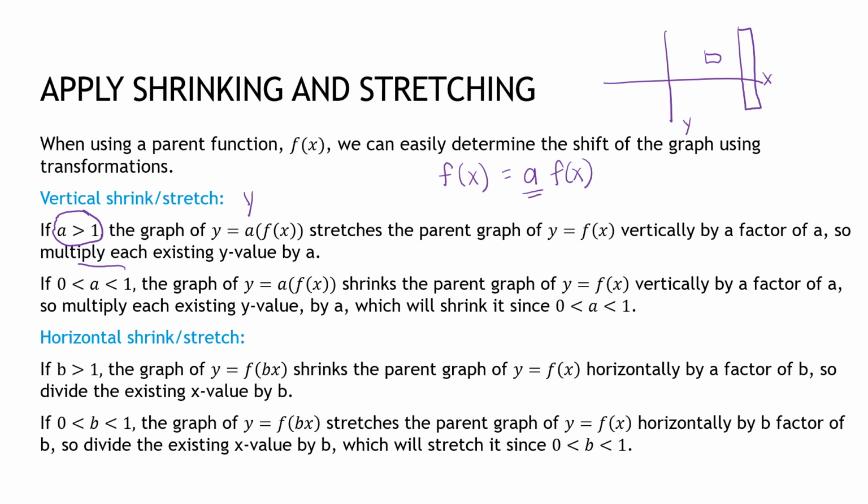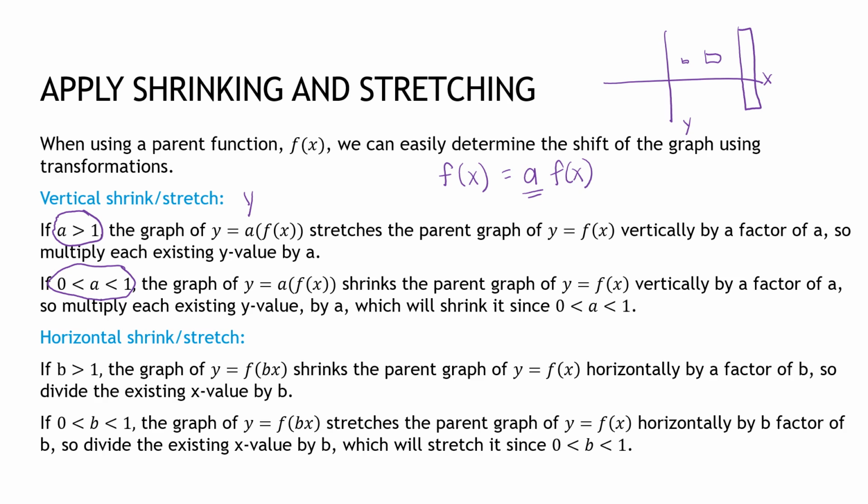If a is between 0 and 1, well, then that number is smaller than 1, and it's going to take what was already maybe a small figure and shrink it down a little bit. So we get the idea of a dealing vertically.